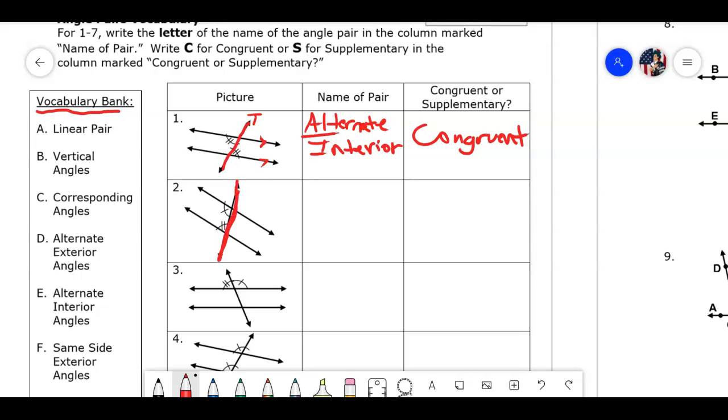All right, on this one, my transversal is here. So you can see that these are on the same side, but the question is, are they both in, both out, or one in, one out? So both of these angles are in between the parallel lines, so that's the same side interior. And remember the S rule, same sides are supplementary.